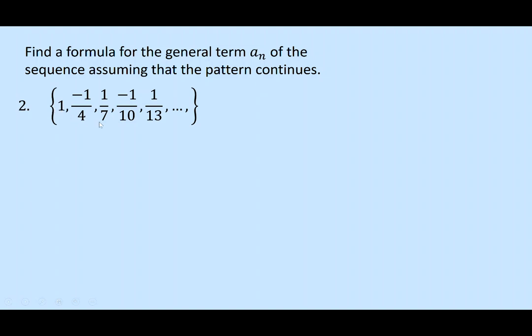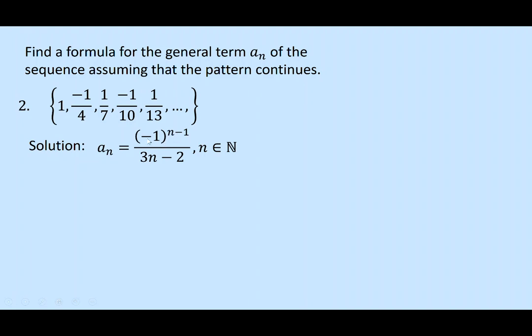What's the difference? The top is positive 1, negative 1, positive 1, negative 1. So the top is alternating between positive 1 and negative 1. If that is the case, how do we account for it? We account for it by saying, no big deal. Let's call it negative 1 to the n minus 1.